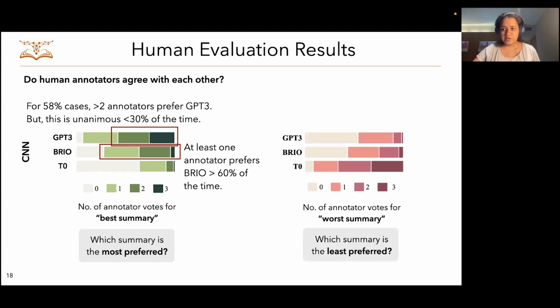And I won't go into a lot of details here, but we found similar results when we asked which summary is the least preferred. Which again, just to reiterate this point, this task of evaluating the quality of generated text is subjective.